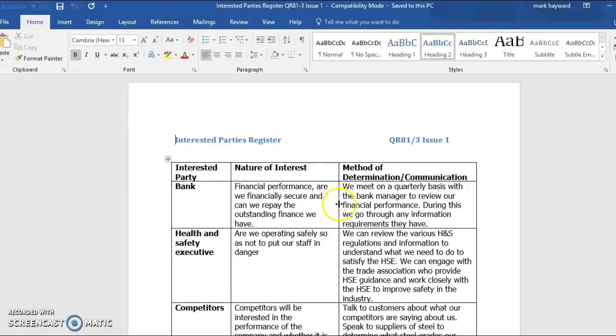So what I've done within this document is said who the interested party is, the nature of their interest, and then how we go about communicating with them.